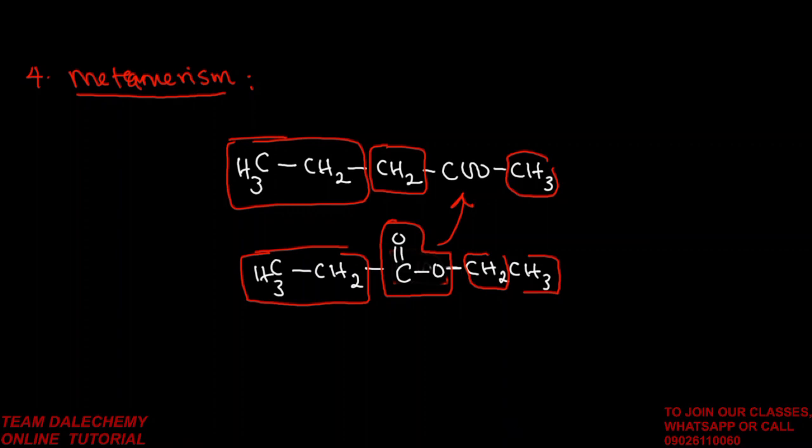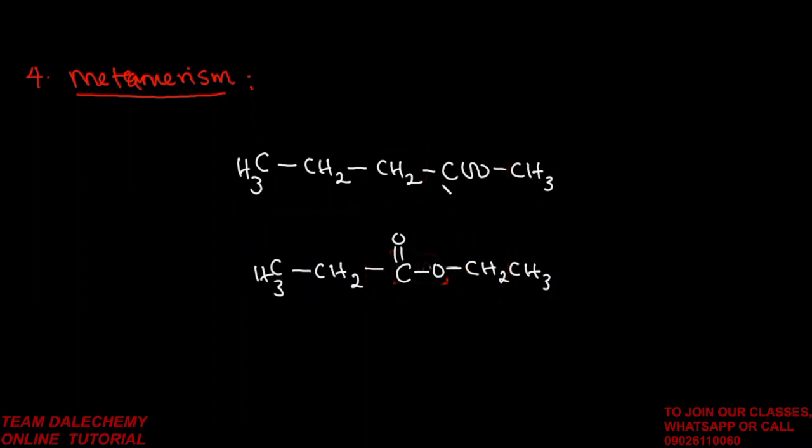So for that reason, they are also isomers. And which type of isomer are they? They are just metamers, because at the two sides of the functional group, we have different alkyl groups. That's the meaning of metamers. There will be different alkyl groups at the two sides of the functional group.